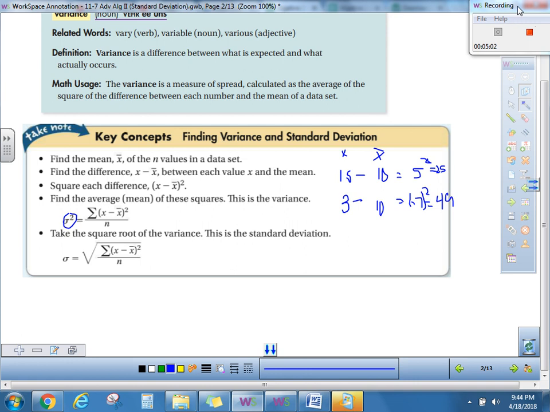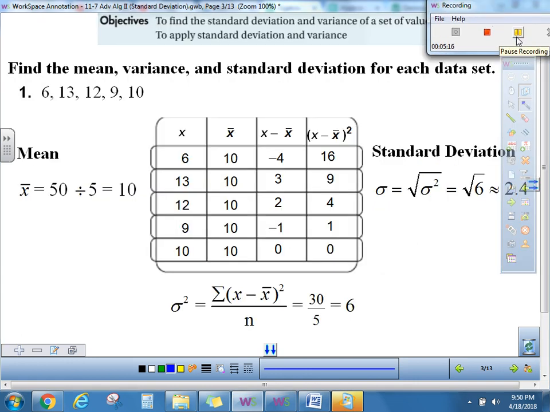So let's try some here. Okay, so your first example, we're going to find the mean, the average, the variance, and the standard deviation. So remember, variance is sigma squared, and standard deviation, that's sigma. You might want to follow along in your notes for this one. So here's our data, 6, 13, 12, 9, and 10.